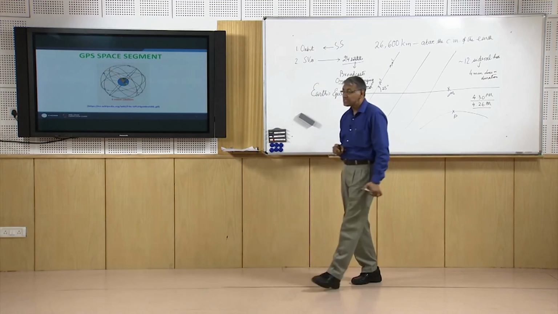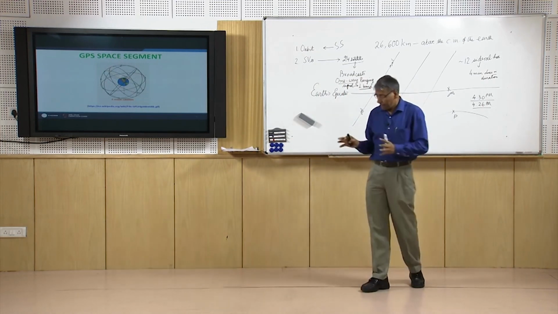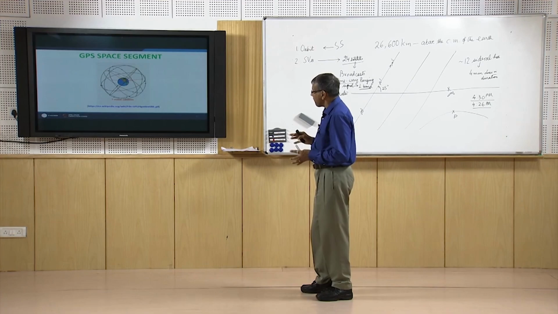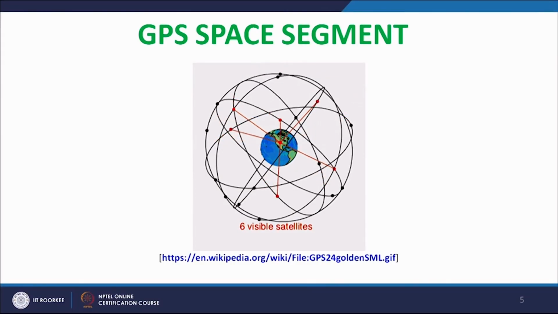Now here we can see a simulation of the space segment. You can see here that the black color shows the orbital path of the satellites, and the earth is shown by the blue and green color.